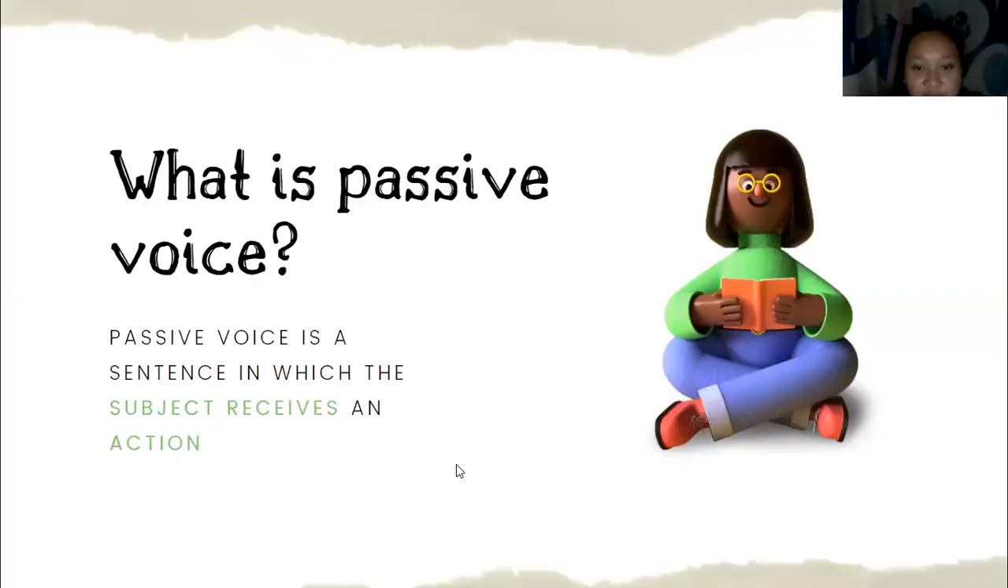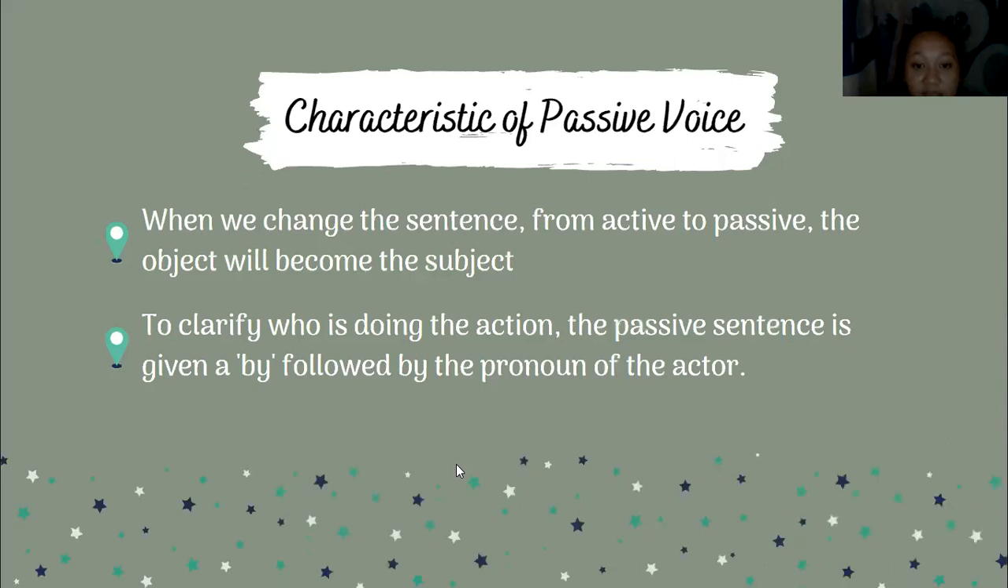So, what is passive voice? Passive voice is a sentence in which the subject receives an action. So, what are the characteristics of passive voice? The first one is when we change the sentence from active to passive, the object will become the subject. Like in the examples. The second is to clarify who is doing the action. The passive sentence is given a by followed by the pronoun of the actor.